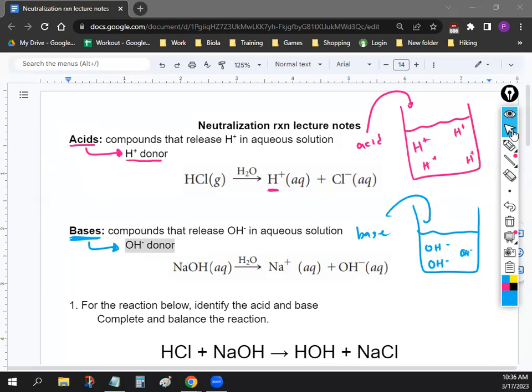We're going to do a quick practice problem to see if you guys can identify an acid and base in a reaction. And then we'll move on. We have one more problem after that. Any questions, though, on acids and bases?